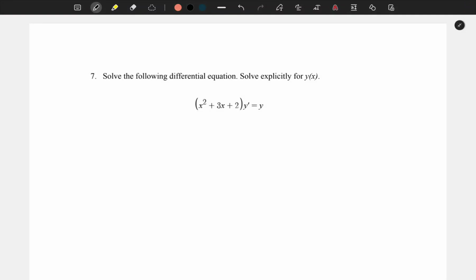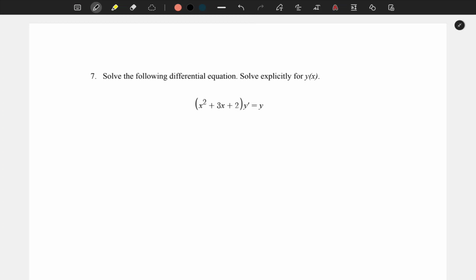So this is the last question of the MTH240 midterm, and it is question 7. It is another differential equation problem, and it says solve the following differential equation. Solve explicitly for y of x. So in this problem, we just have to find the general solution.